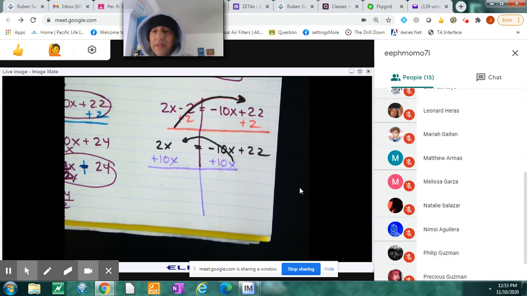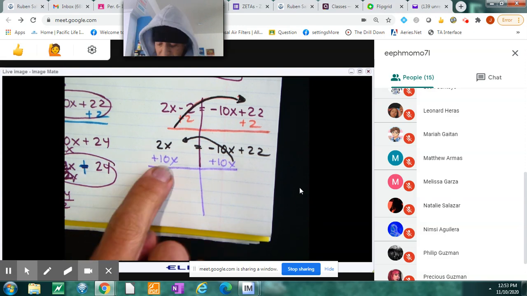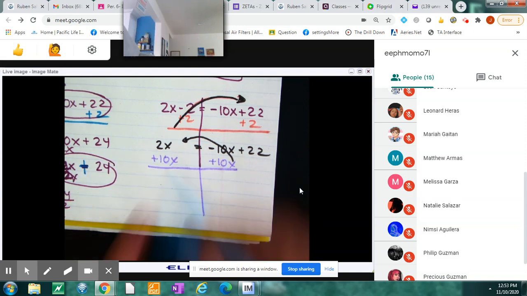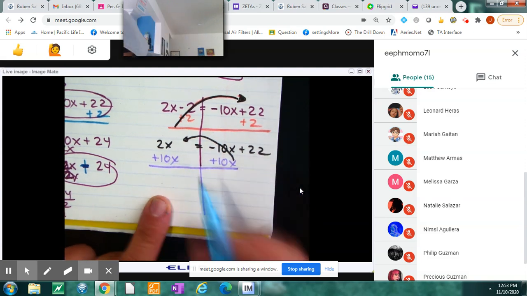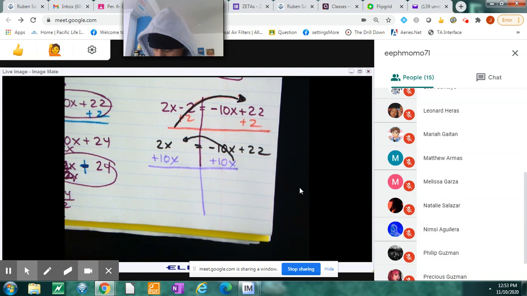So now, let's see. Nimsi, what would I get on the left side? What do I get on this side when I combine 2x plus 10x? Nimsi? Nimsi?